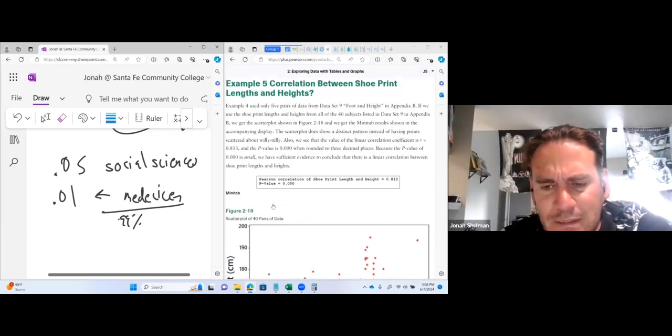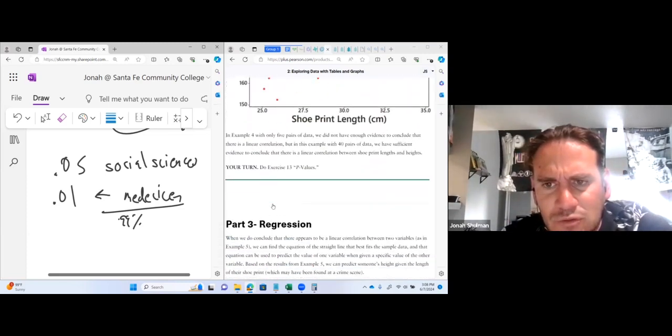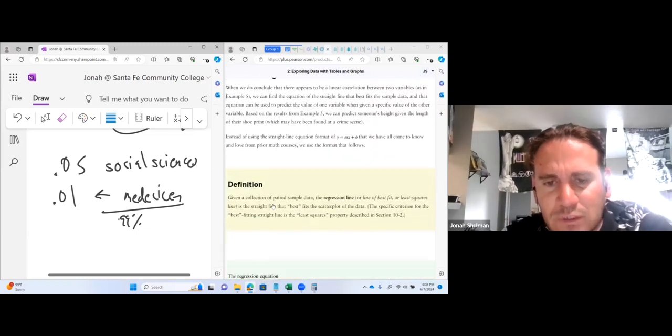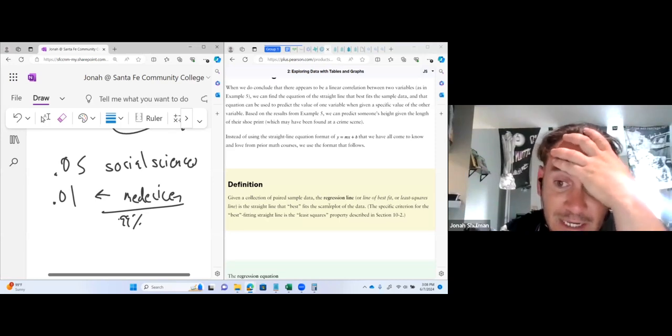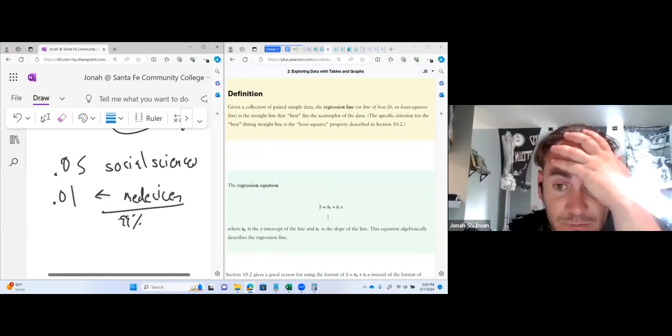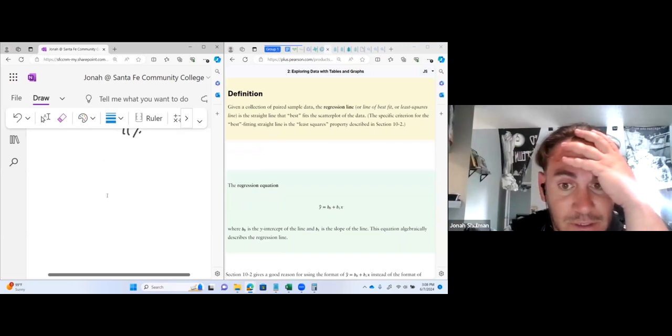All right. Height and shoe length. All right. So what is the regression? So given the paired data, the regression line, or best fit line, or least squares line, is the straight line that best fits the data. The specific criteria for the line of best fit is described in 10.2. So they give you this business.